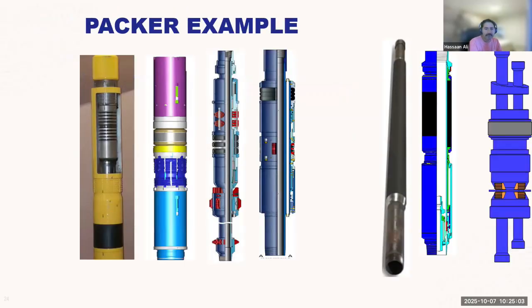These are different types of packers. We are not going to go deep into the packers because it's an entirely different topic. The packers, you can see, to provide sealing, have an elastomeric component, and to hold them in place, there are slips that hold the anchors in place.